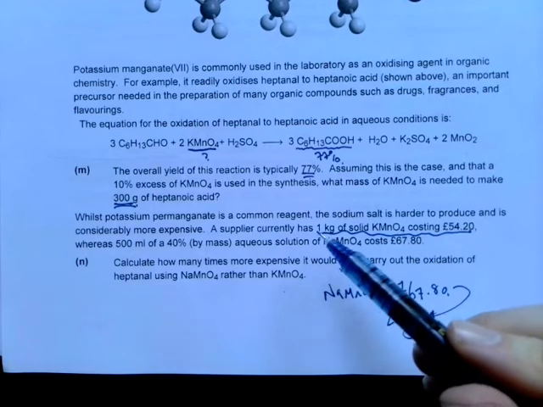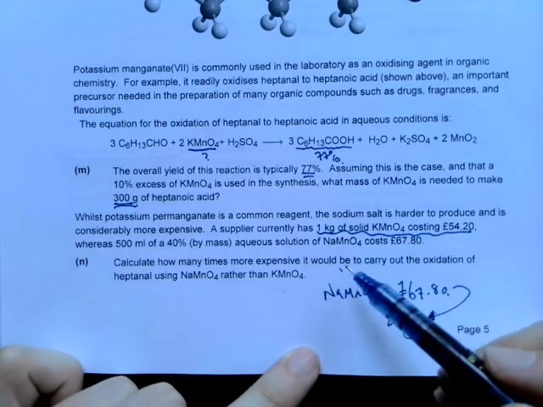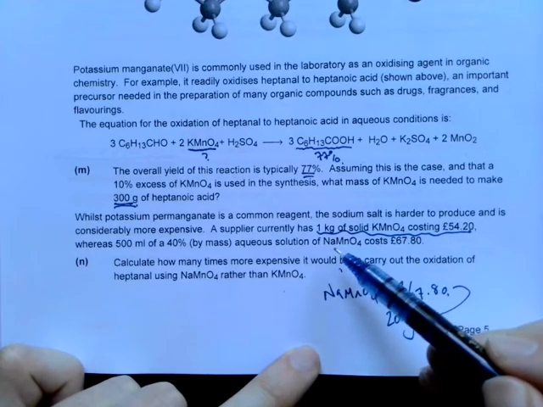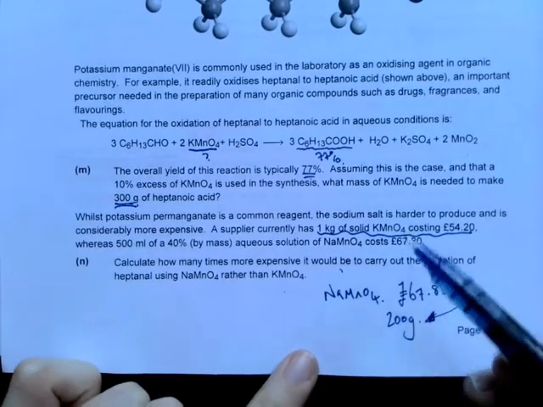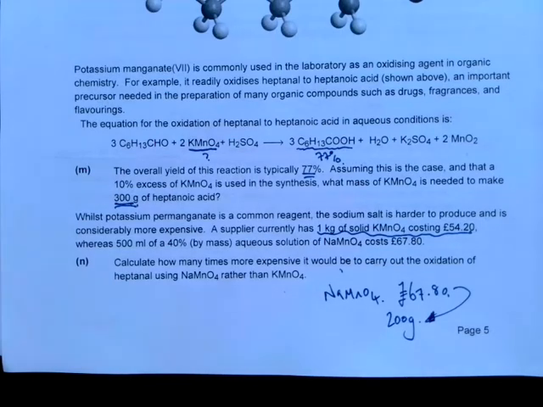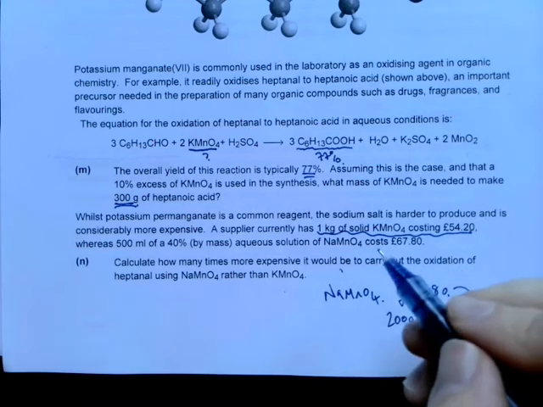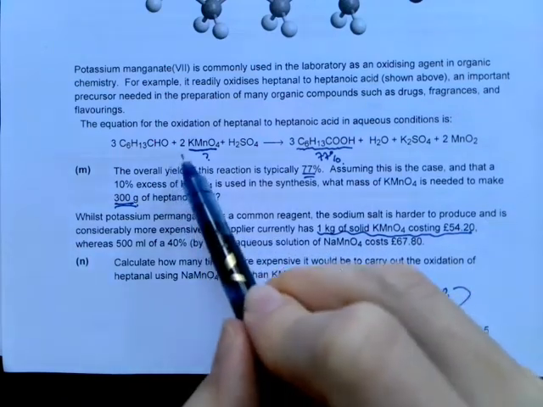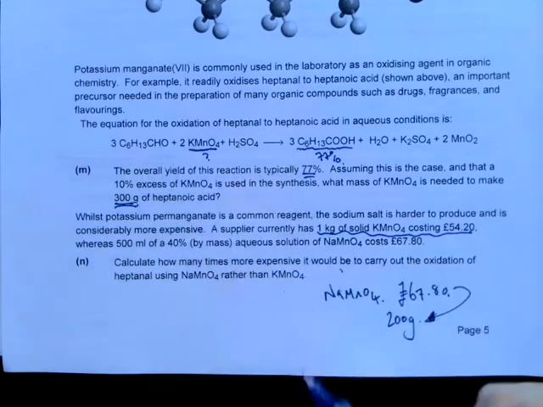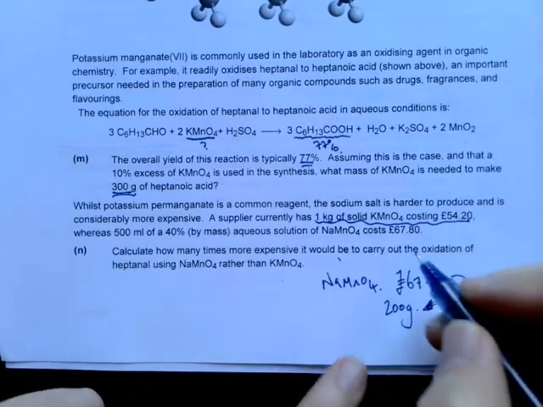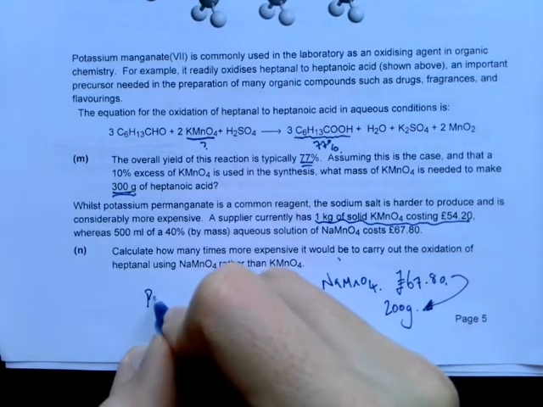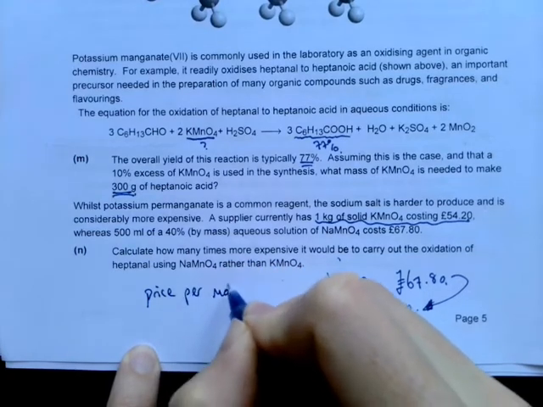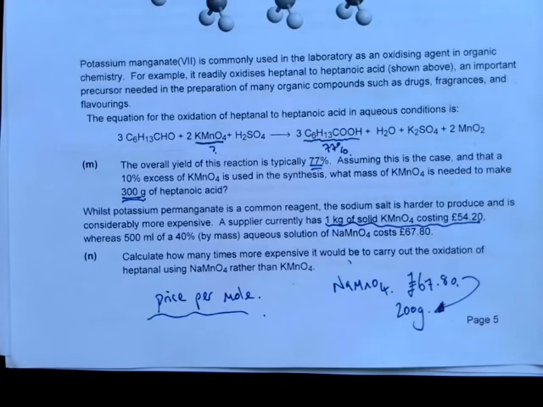Okay, but the problem is that 1 kilogram of sodium permanganate and 1 kilogram of potassium permanganate contain different numbers of moles of manganate ions. So what you really need to do, the most effective way to work this out, is, because remember it's a molar relationship, not a mass relationship in your chemical reaction, like any chemical reaction, it will be most effective for you to work out what is the price per mole for both. All right, so work out for both of them price per mole.